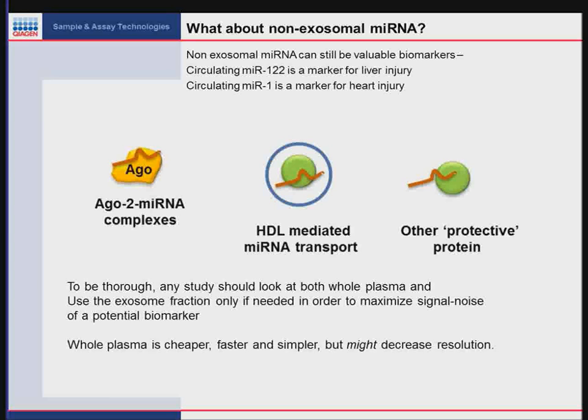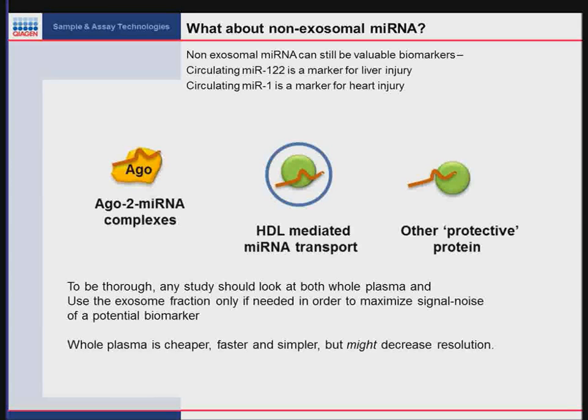So what about the non-exosomal microRNAs? These may still be valuable biomarkers. For example, circulating miR-122, which I'll show you in a few slides from now, can be a marker for liver injury. Circulating miR-1 is a marker for heart injury. Neither of these are predominantly exosomal. These are clearly released from damaged cells into the circulation.